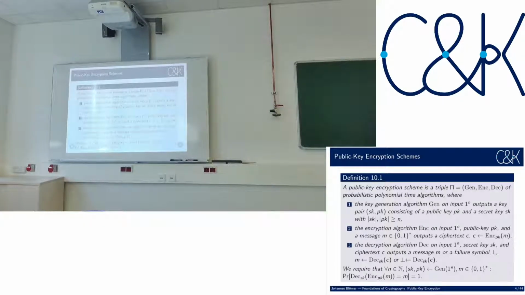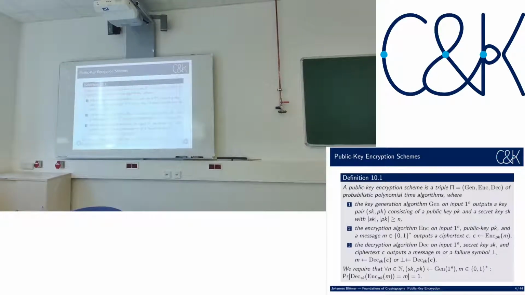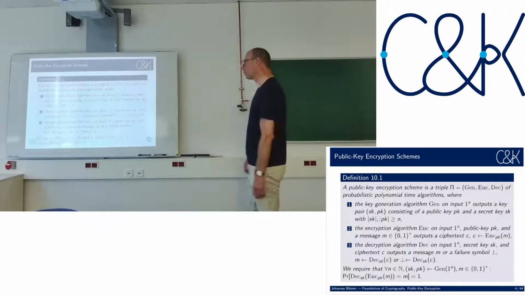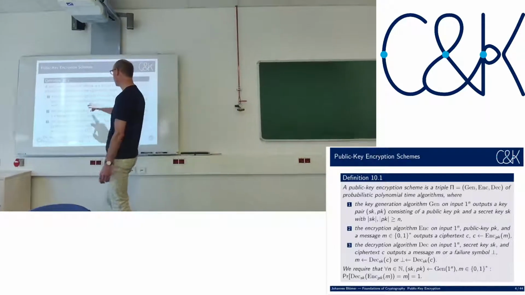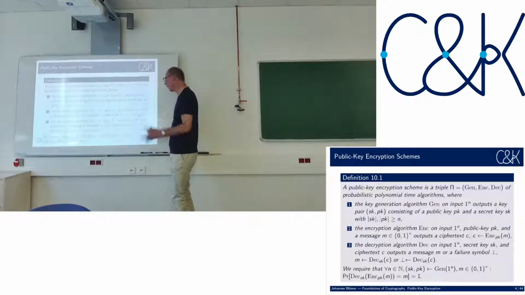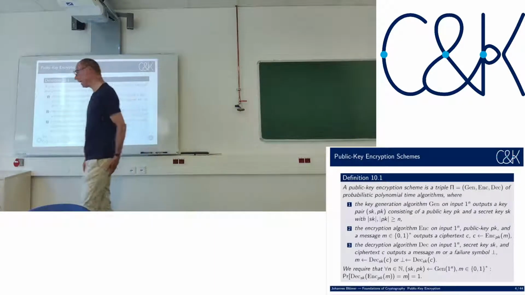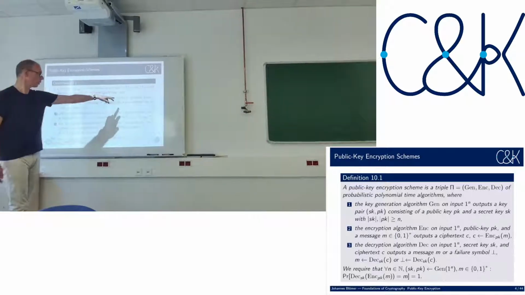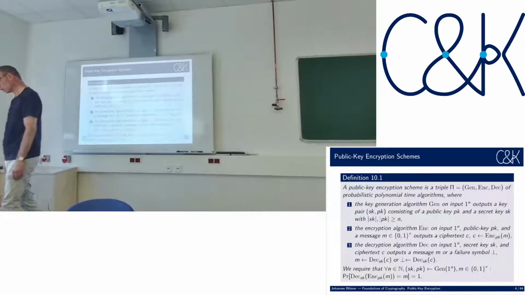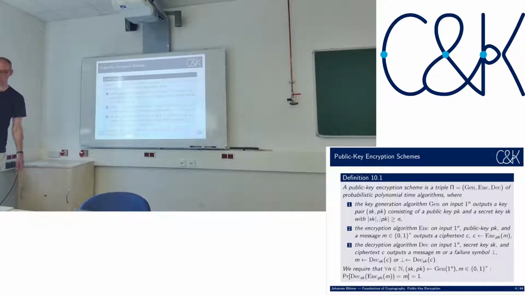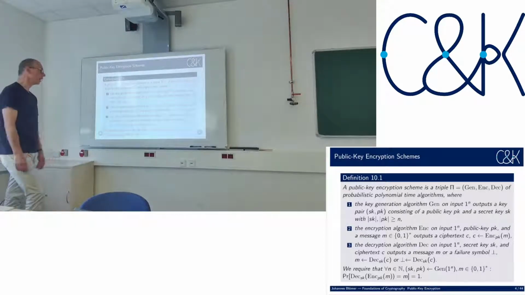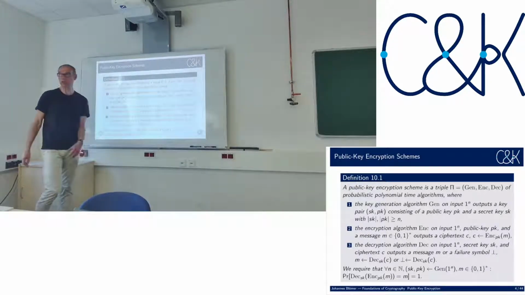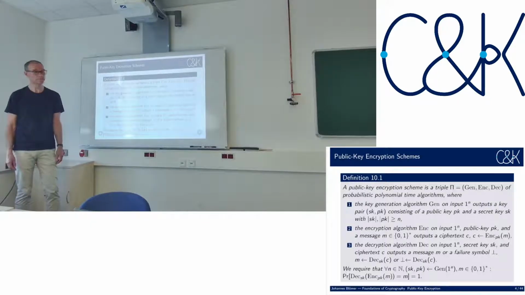The key generation algorithm, on input 1^n, the security parameter, outputs a pair (SK, PK) consisting of a public key, PK, and a secret key, SK. And we require that the length of SK and PK, say in bits, is at least n if we use the security parameter 1^n. So the key generation algorithm in public key encryption schemes plays the same role, it has the same input-output behavior as the key generation algorithms in digital signatures.